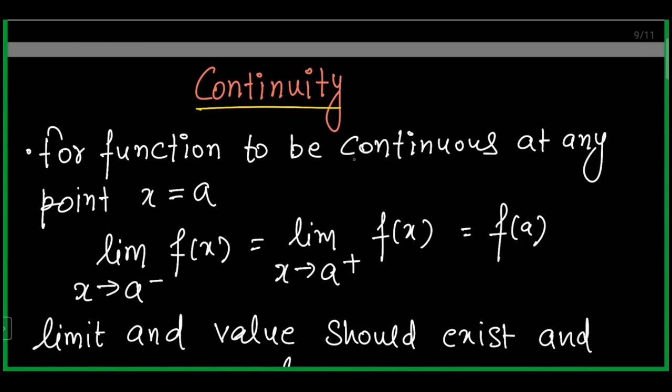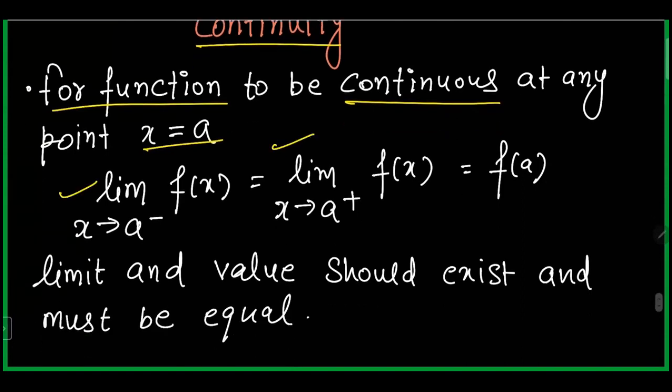For any function to be continuous, for your context, this much information regarding continuity is enough. You don't have to go into much depth on what continuity is in detail, but the information I'm going to give you will be enough for your competitive exams, at least at BSc and MSc level. So for any function to be continuous at x equals 0, your left limit and right limit should exist, and it should be equal to the actual value. So your value should also exist. So limit and value both should exist and they must be equal.